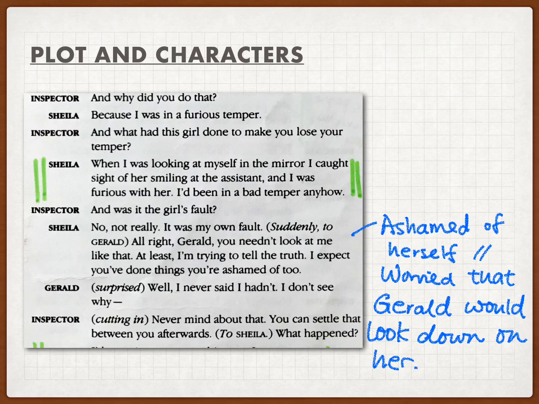And she was so ashamed of herself and worried that Gerald would look down on her when she admitted that she lost her temper at the shop by that time. But Gerald was surprised that Sheila would say that, and he said that he wouldn't see Sheila like that. The inspector interrupted, saying that they could settle up their relationship later, and he asked Sheila to continue to explain what happened at the shop.